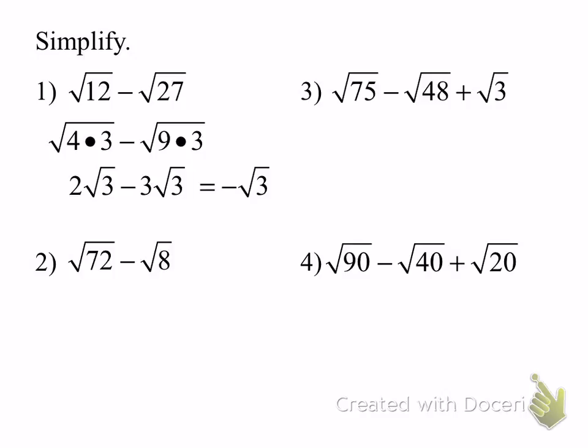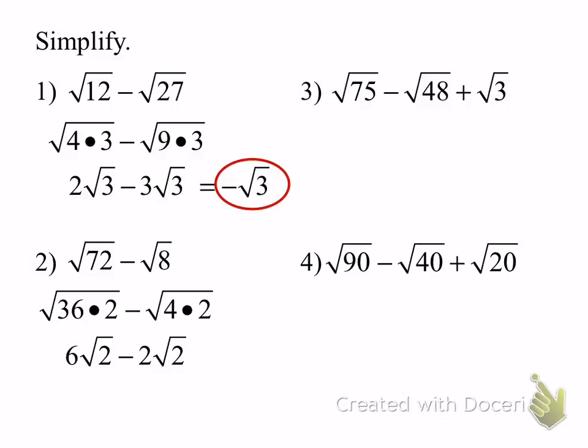72, Ariel? It's 36 and 2. And 8 is made up of? 4 and 2. Good. Okay, and so we get 6 rad 2 minus 2 rad 2, and we end up with 4 rad 2. Questions? Okay, let's try the next one.